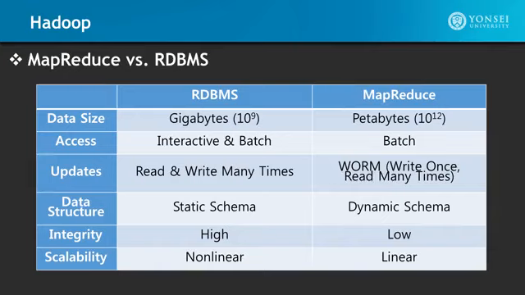In terms of data structure, RDBMS is static schema and MapReduce is dynamic schema. We will talk more about SQL comparing it to Hadoop on schema terms in the next lecture. In terms of integrity, RDBMS is high and MapReduce is low. But on the other hand, it looks at the overall structure of the whole data set. Scalability, RDBMS is nonlinear, where MapReduce is linear.